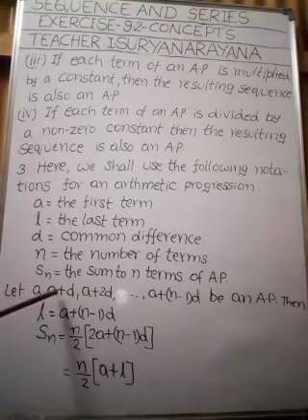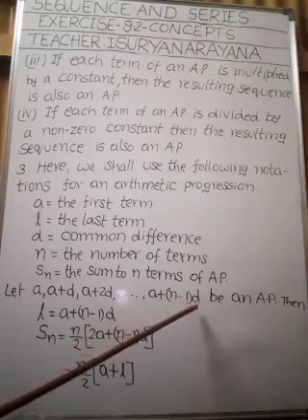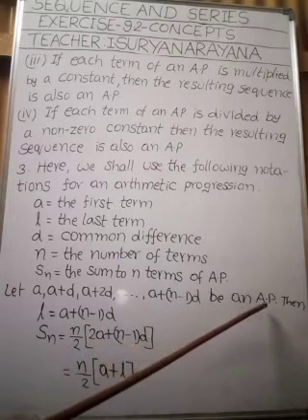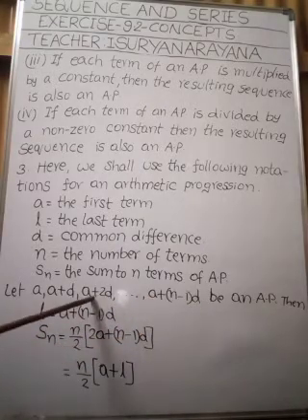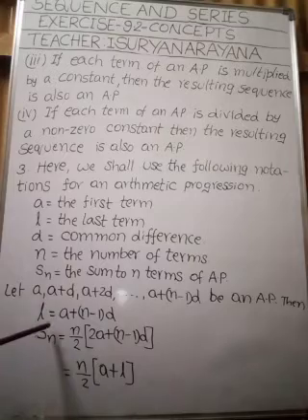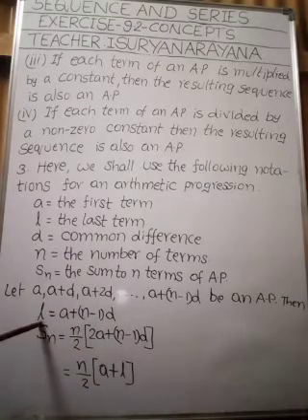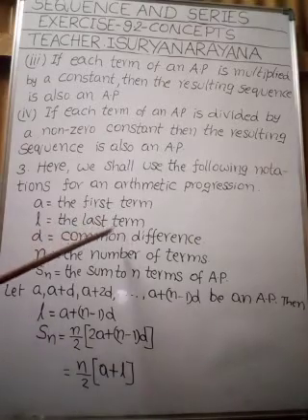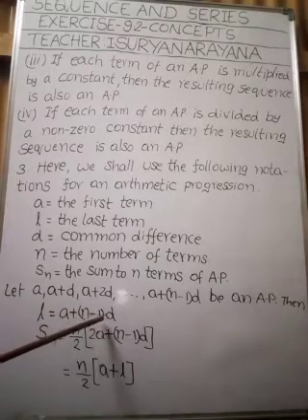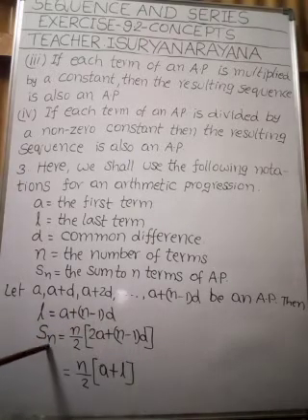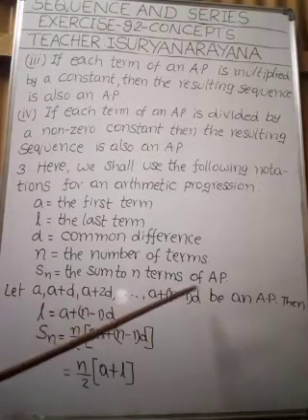Let a, a plus d, a plus 2d, and so on, a plus n minus 1 into d be an arithmetic progression. We know this is a standard form of arithmetic progression. Then L is equal to a plus n minus 1 into d. L denotes the last term of the arithmetic progression. Sn denotes the sum to n terms of the arithmetic progression.